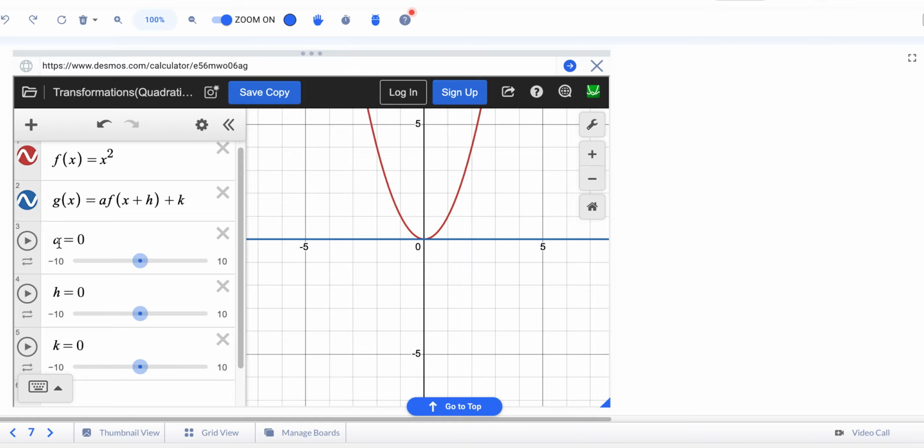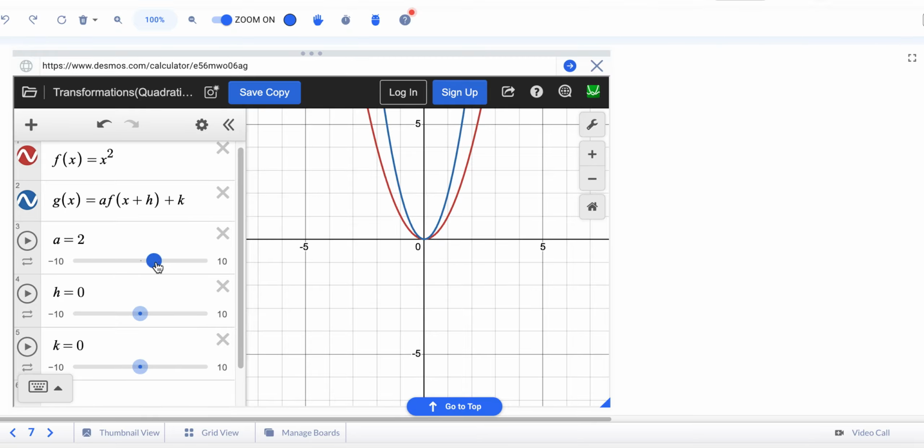So let's see, if I change this a to a 2, look what happened to my graph. It stretched. Remember, my original function is the red one, and the blue one is what happens once I change my a to the number 2. Why? Because if my x is 1, 1 to the second power is 1, but if I have a 2 multiplying, now my ordered pair changes from 1 to 2. So it makes it look like a stretch vertically.